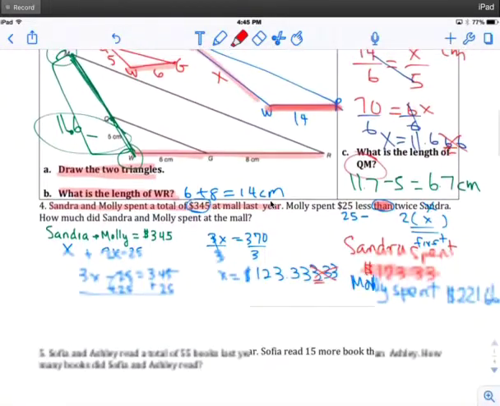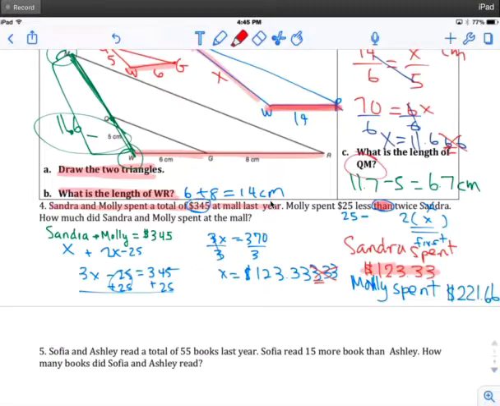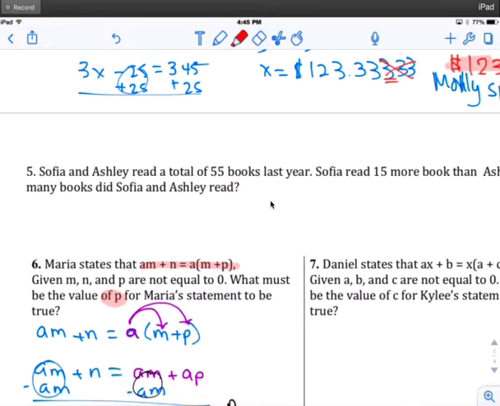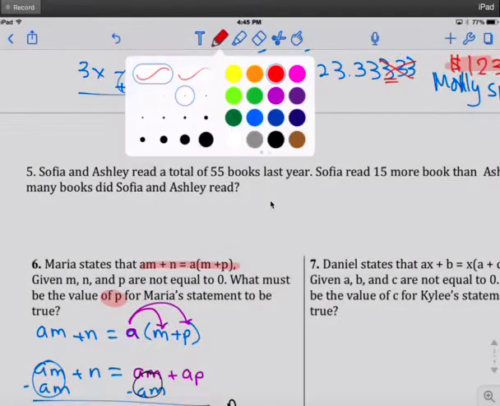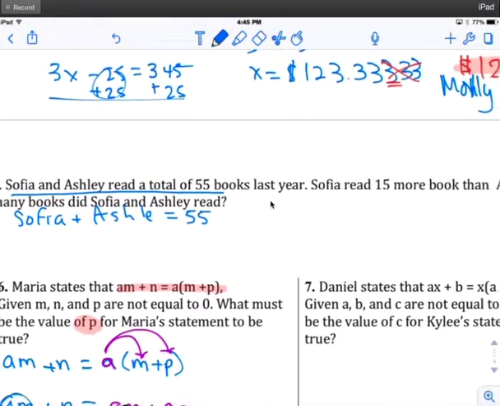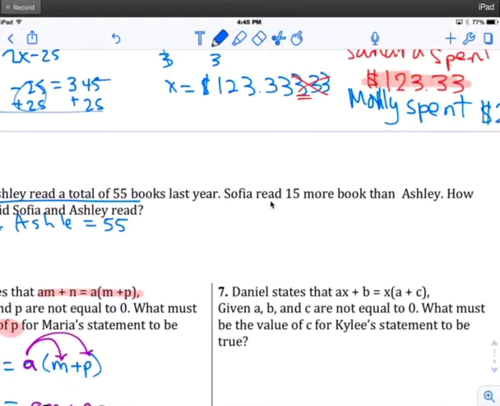Okay, and then this, we did this in class, so if you did not get it, please do number 5. This will be on your test tomorrow. Something very similar, okay? As you can see, the problems are very similar. Sophia and Ashley read a total of this many books. So remember to write their names. Sophia plus Ashley read a total of 55 books last year. Sophia read 15 more books than Ashley.